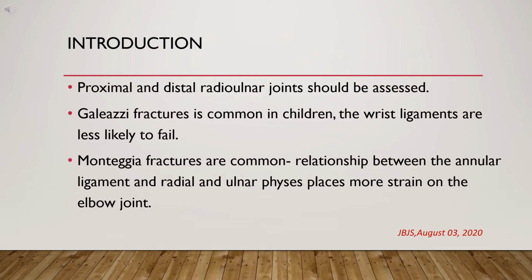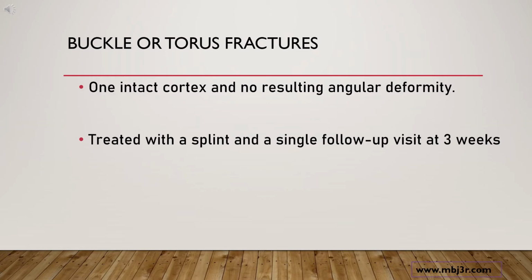Proximal and distal radioulnar joints should be assessed to rule out fracture-related articular disruption or dislocation or subluxation. The wrist ligaments are strong and protect distal radioulnar joints. So, in children, the anatomy is protective against Galeazzi fractures. Monteggia fractures are common because proximally the relation between the annular ligament and the radioulnar joint places more strain on the elbow joint. Common fracture is torus fractures.